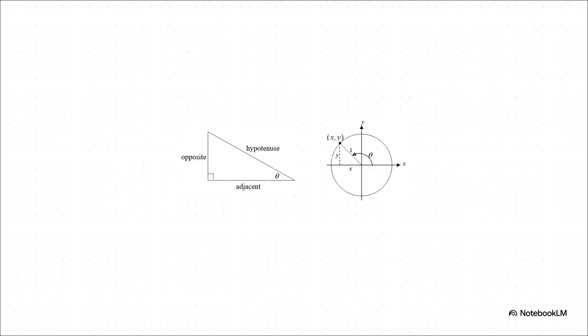Okay, now here is where it all clicks. This is the big reveal. If we just draw a right triangle inside our new unit circle, our old rules map perfectly onto this new system.